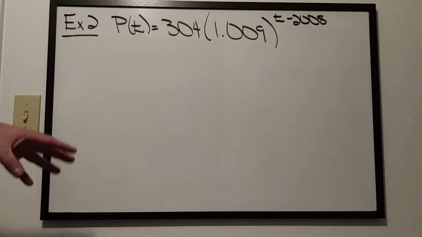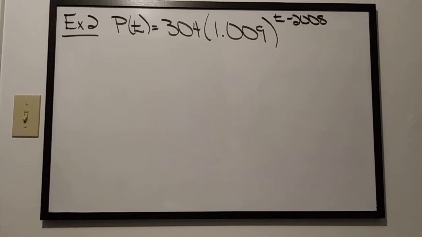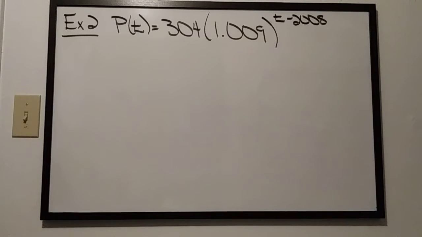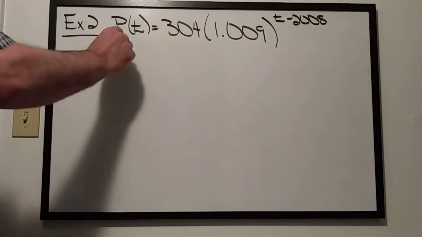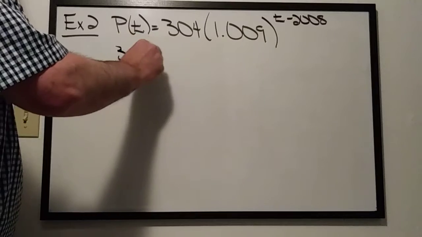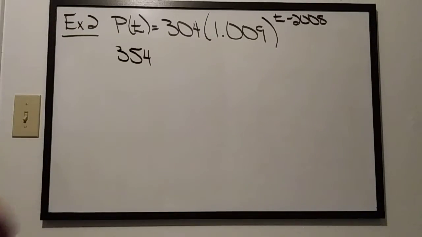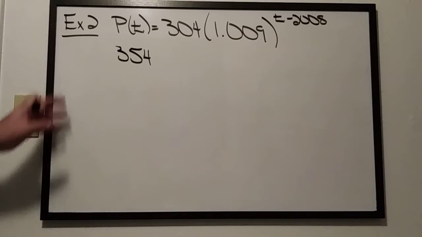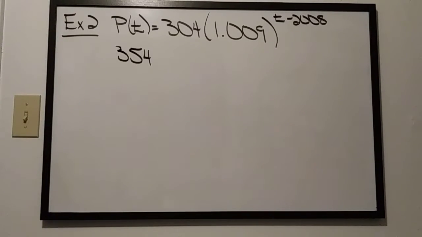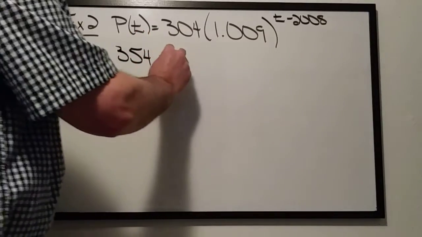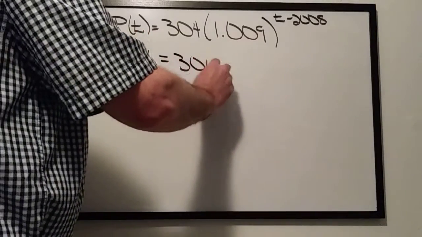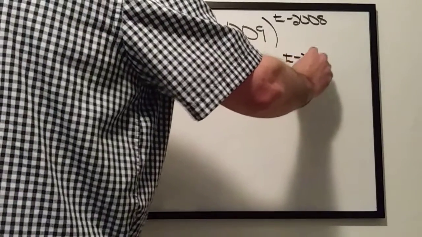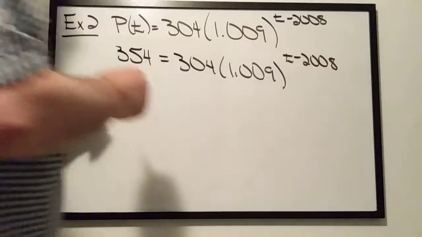Now, you have to make sure that you read through these words very closely to notice that they're telling you that this p is measured in millions. So we don't have to worry about putting 3, 5, 4, and then a whole bunch of zeros after that, because p of t already is using those million ideas. So p of t is simply going to be 354, and then we're going to have that right-hand side. It's 304 times 1.009 to the t minus 2008 power.